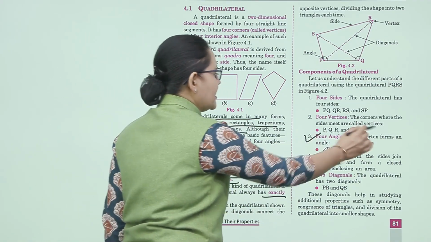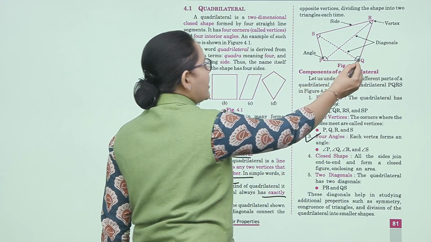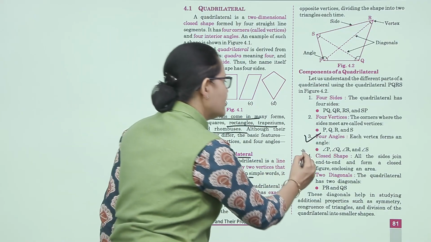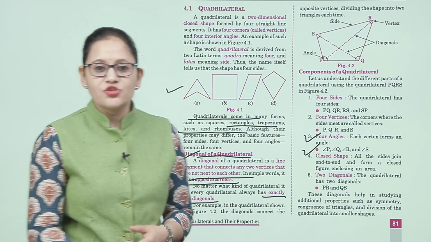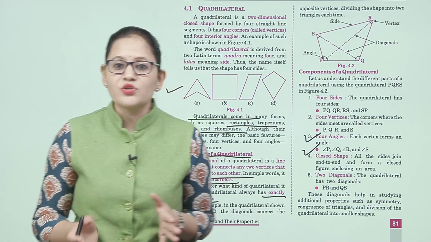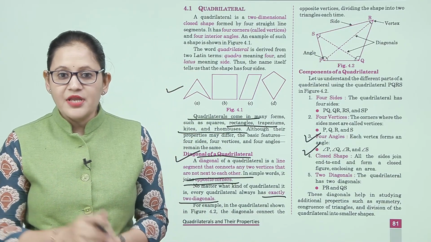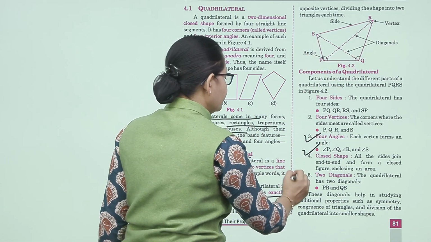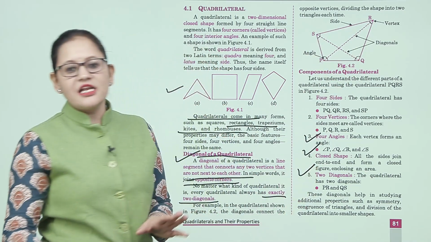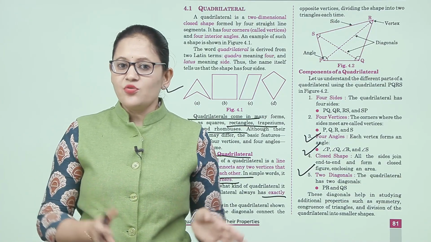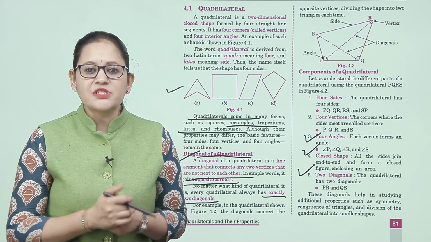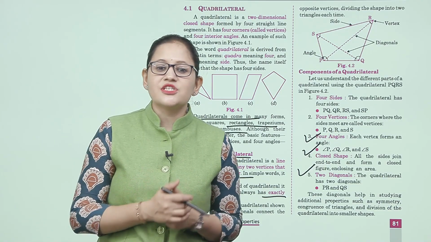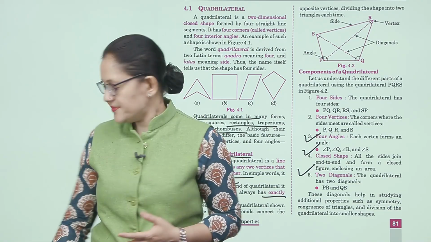Now 4 angles: each vertex forms an angle, angle P, angle Q, angle R and angle S. Closed shape: all the sides join end to end and form a closed figure enclosing an area. 2 diagonals: the quadrilateral has 2 diagonals, PR and QS. These diagonals help in studying additional properties such as symmetry, congruence of triangles and the division of the quadrilateral into smaller shapes.